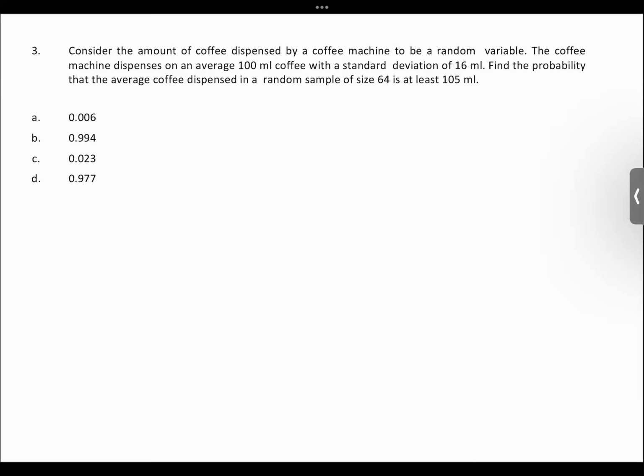Okay, so the next question. Consider the amount of coffee dispensed by a coffee machine to be a random variable. The coffee machine dispenses an average of 100 ml coffee with a standard deviation of 16 ml. Find the probability that the average coffee dispensed in a random sample of size 64 is at least 105. At least means greater than or equal to 105 ml.